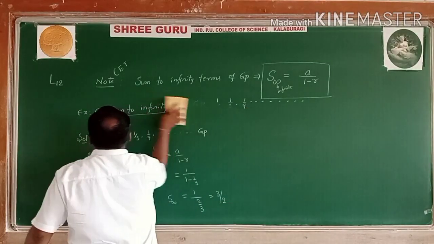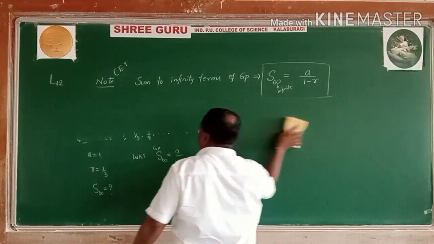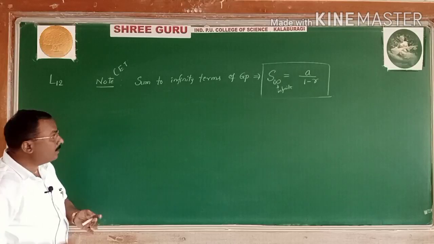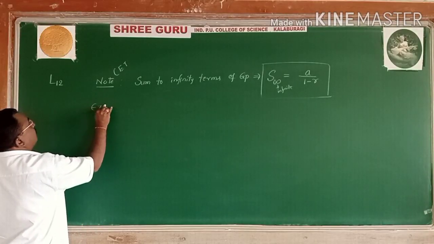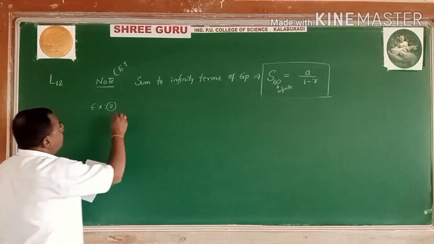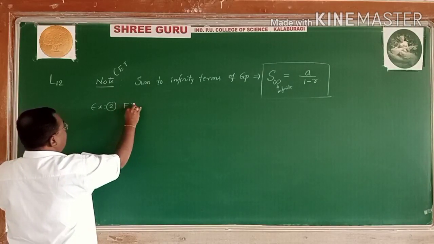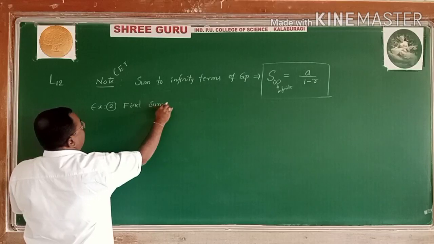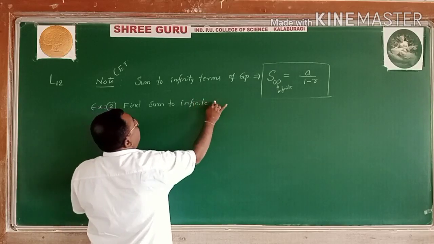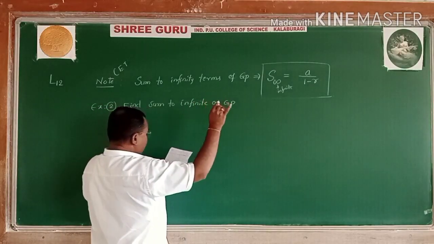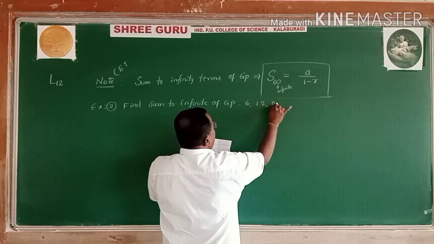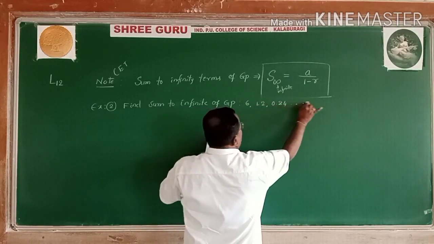Next, example number 2. Find the sum to infinity of the GP 6, 1.2, 0.24, and so on.